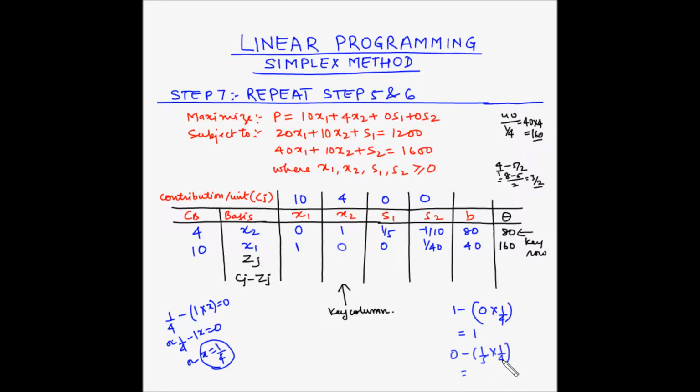So this becomes 5 4s are 20, so minus 1 by 20. So this is minus 1 by 20. Right now I'm writing it here, I'll later on remove these values and replace it with the new values.